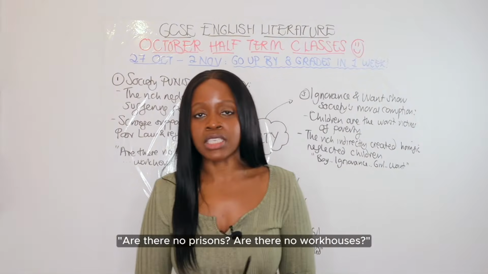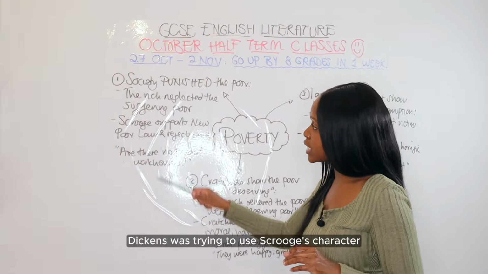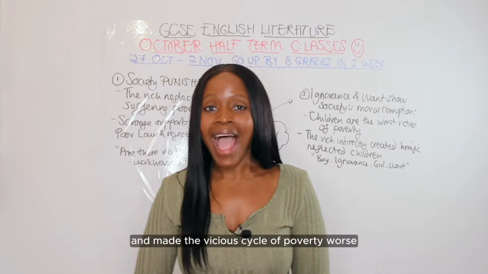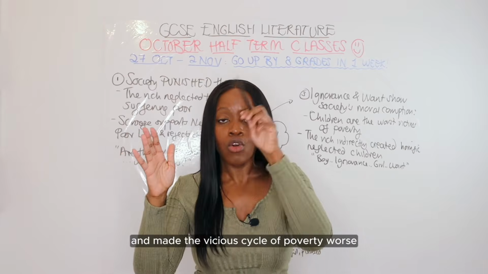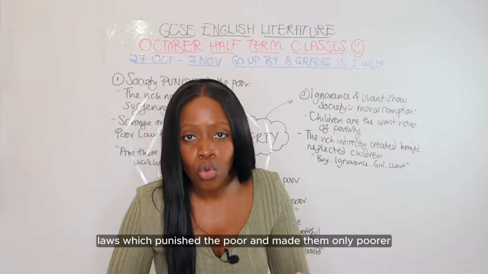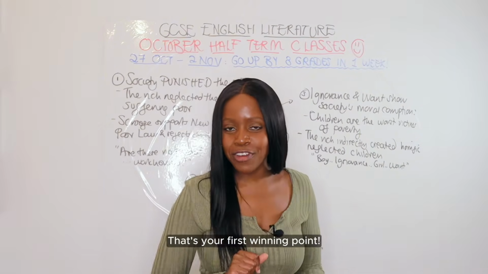Are there no workhouses? Remember that when it comes to this theme, Dickens was trying to use Scrooge's character to highlight how society at large punished the poor and only made the vicious cycle of poverty worse through passing these harsh laws which punished the poor and made them only poorer. Okay, that's your first winning point.